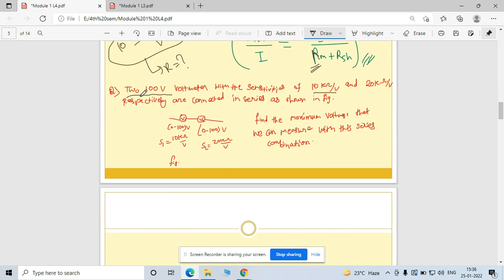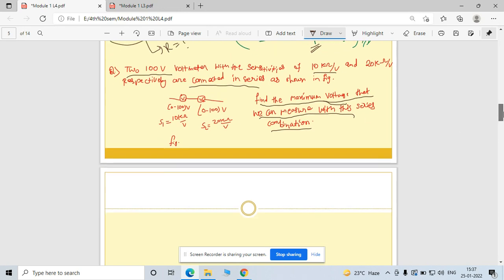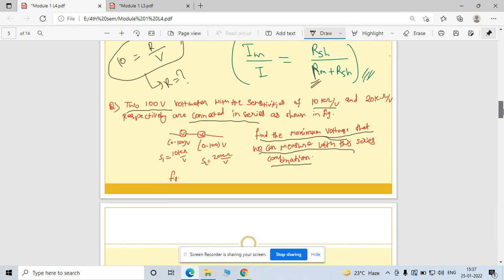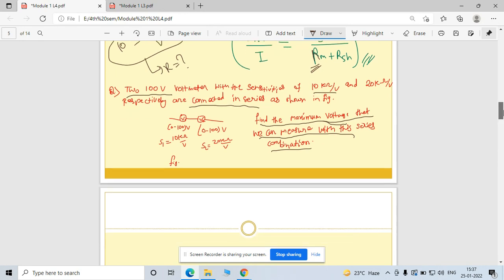Now in this question, two voltmeters with sensitivity of 10 kilo ohm per volt and 20 kilo ohm per volt respectively are connected in series. Two meters are given to you, and both meters are connected in series. You need to find the maximum voltage that we can measure with this series combination.